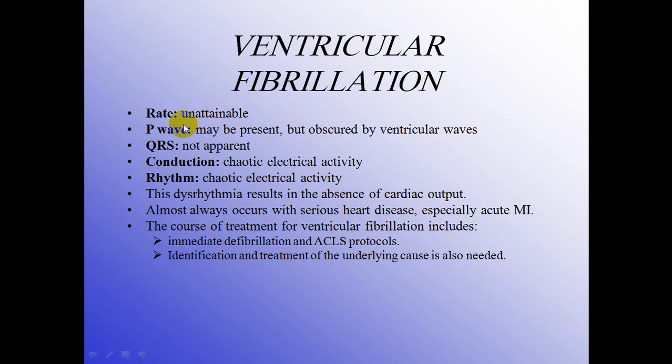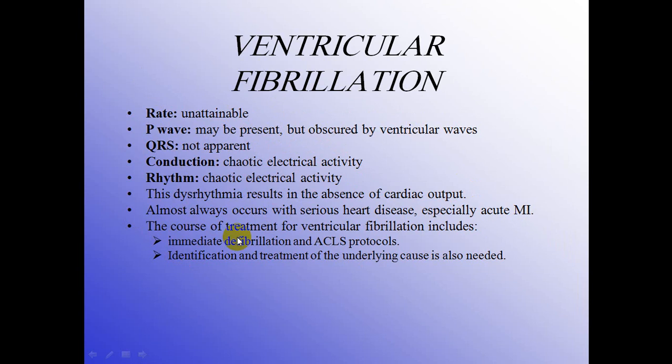Rate is unattainable. A P-wave may be present, but usually not. The QRS complex is not apparent. Conduction and rhythm are chaotic electrical activity. This dysrhythmia results in the absence of cardiac output. Usually the patient has hypotension, no pulse, is unconscious, and it almost always occurs with serious heart disease, especially acute MI.